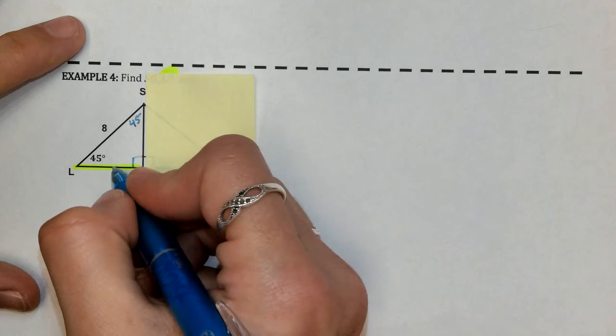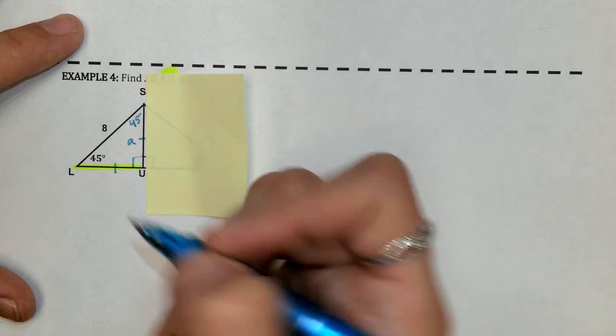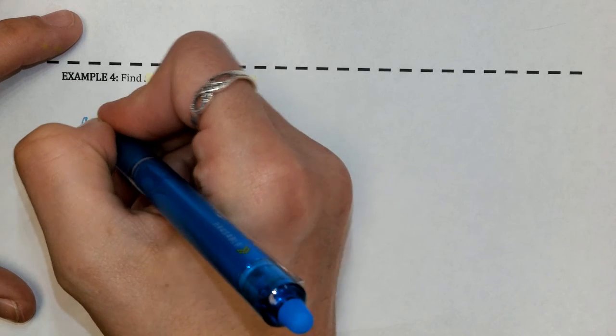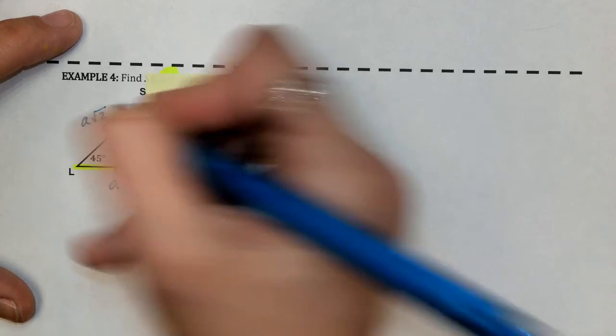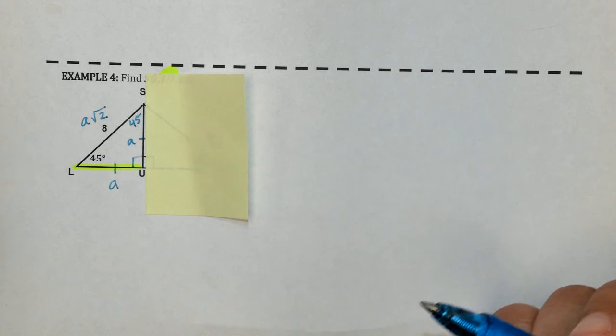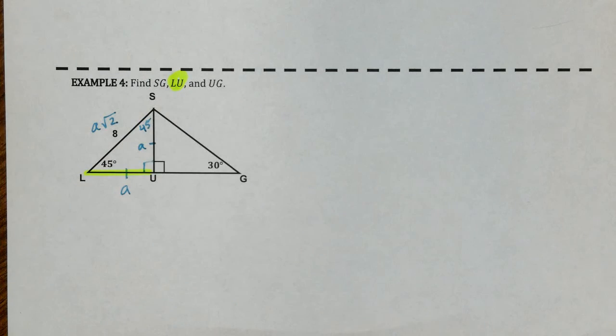So we have congruent sides. I'm going to put this A on the inside. You'll see why later. And then this A over here, and then we know that the hypotenuse is A square root of 2. So you're going to find LU. It's a lot like example 3, so you can work it out, take that little shortcut, and then we will discuss the finding SG and UG in class as a warm-up.